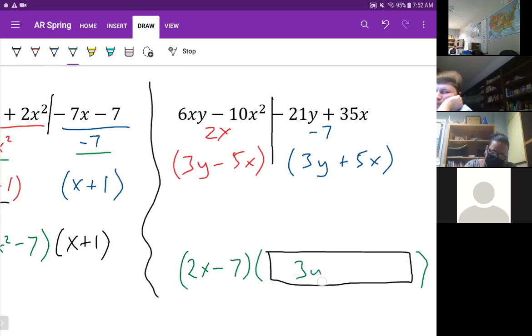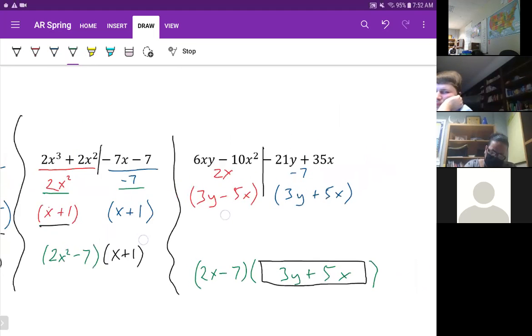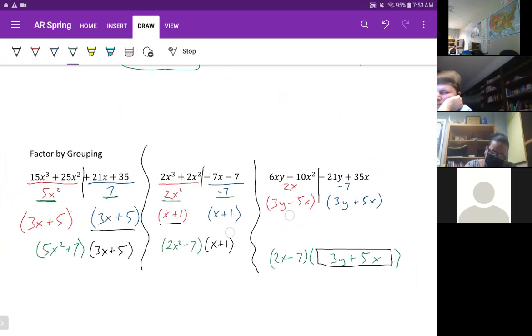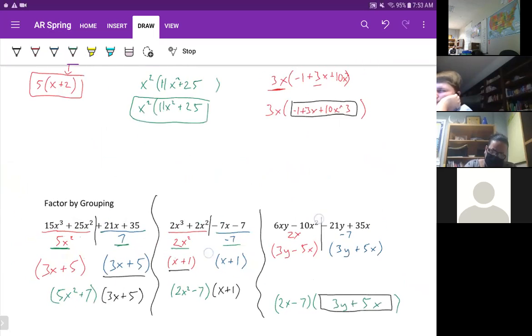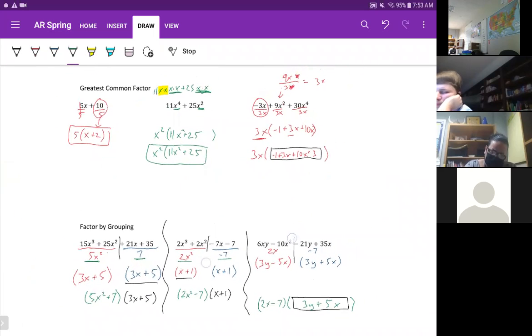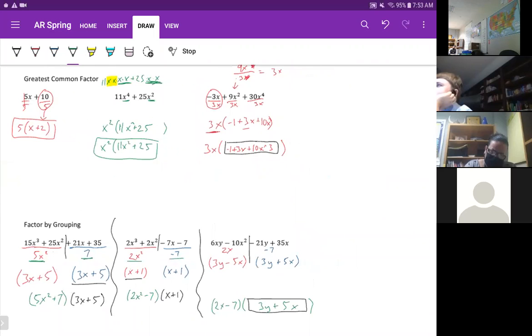So 3y plus 5x. That is factor by grouping. So your first half is GCF. Your second half is factor by grouping, which is basically 2 GCFs in one problem. And then you write them in a certain way.